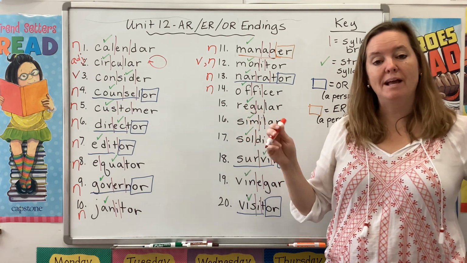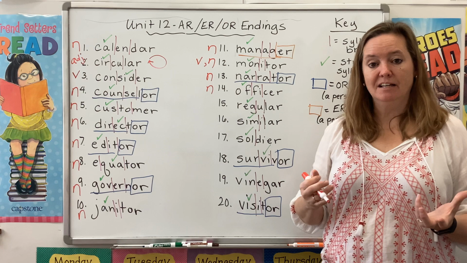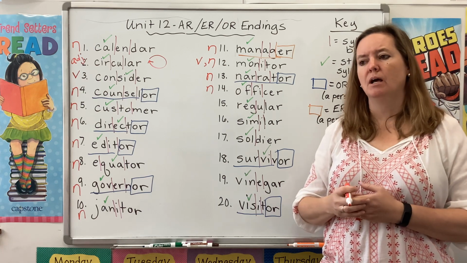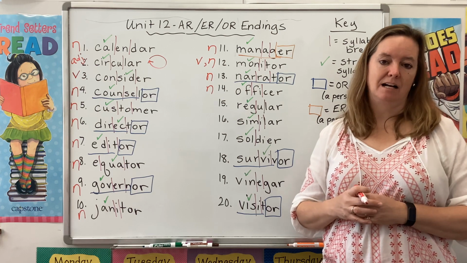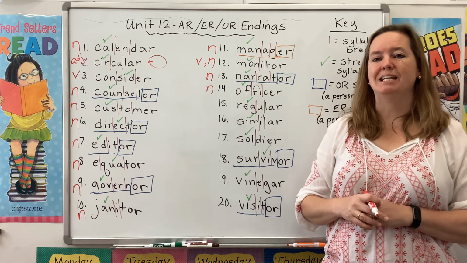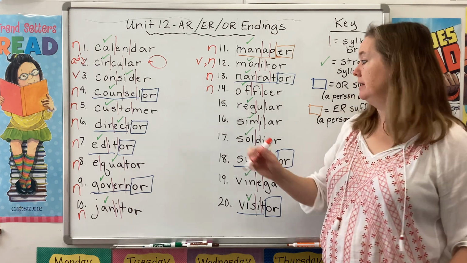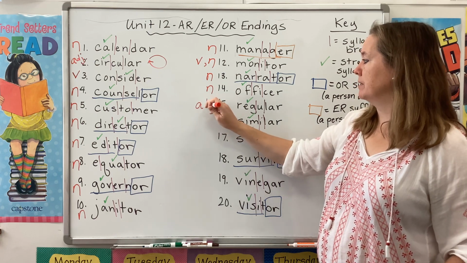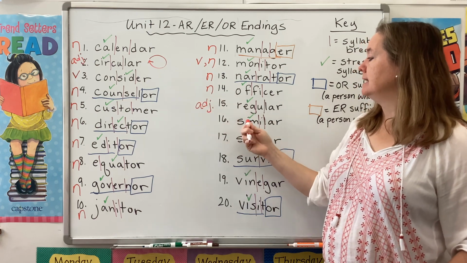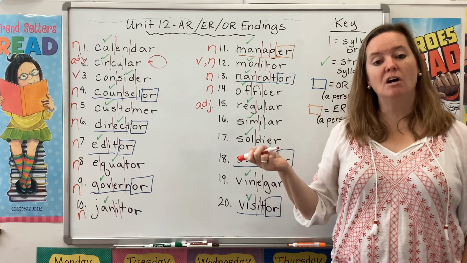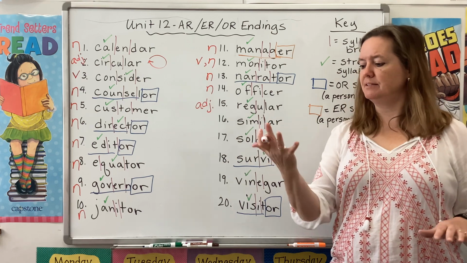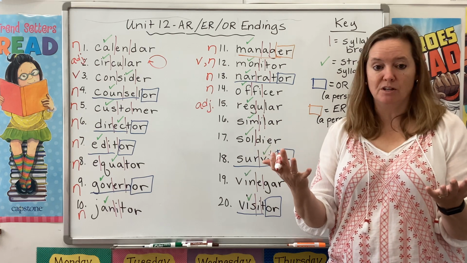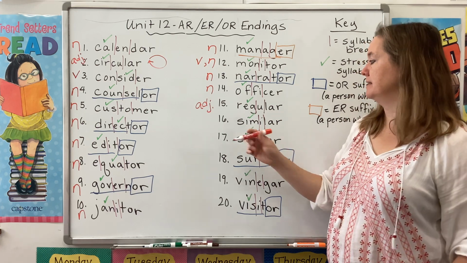Regular. Regular is not a thing, right? It's a describing word. I'll get my regular order at the coffee shop, meaning I'll get the usual, right? So that is a describing word. Similar is also a describing word. It means almost the same, right? Like this hand and this hand are similar. They look almost exactly the same.